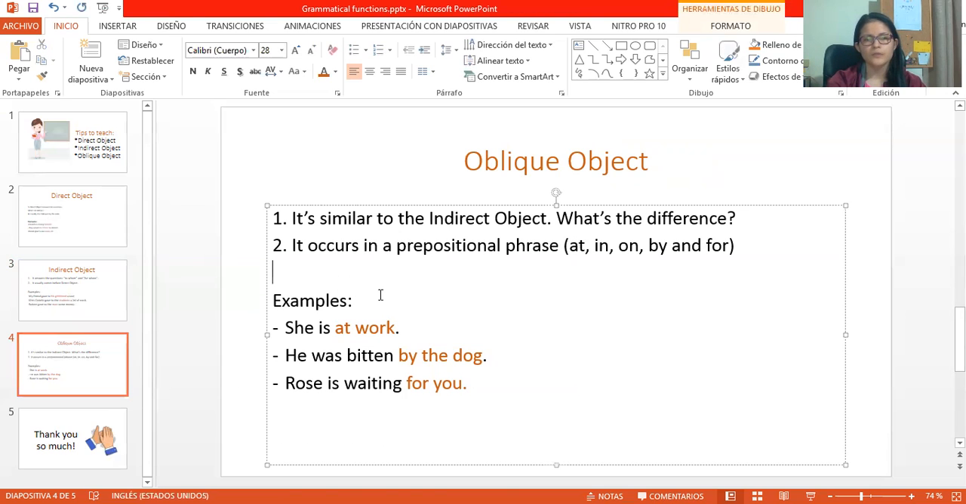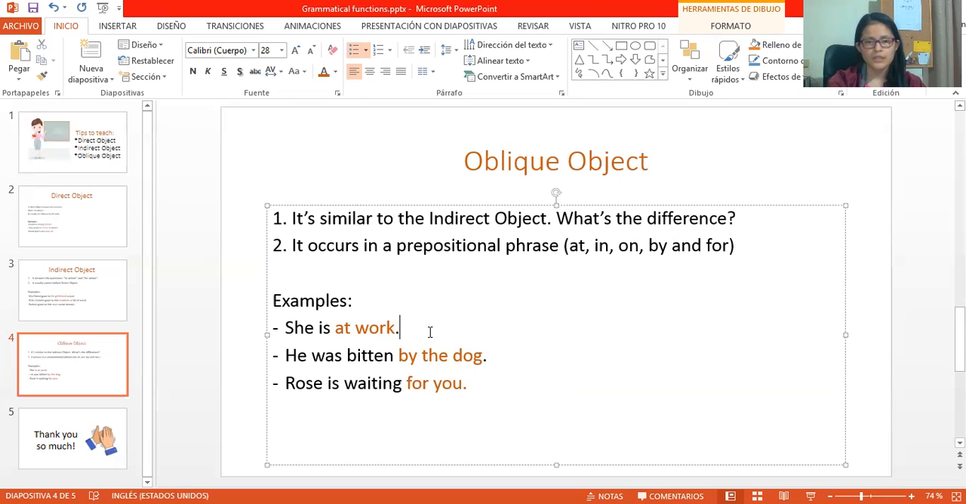Some examples are: she is at work. What's the subject? She. What's the verb? Is. And what's the prepositional phrase? We can consider that at is a preposition. You can see this part. So at work is the oblique object.